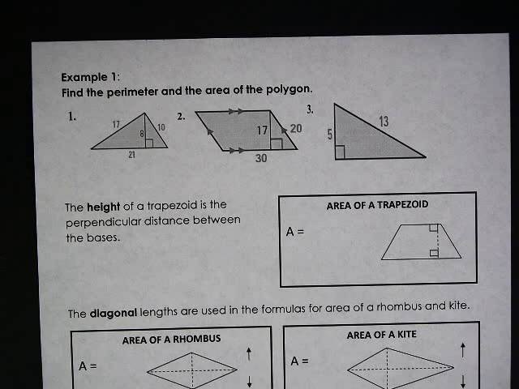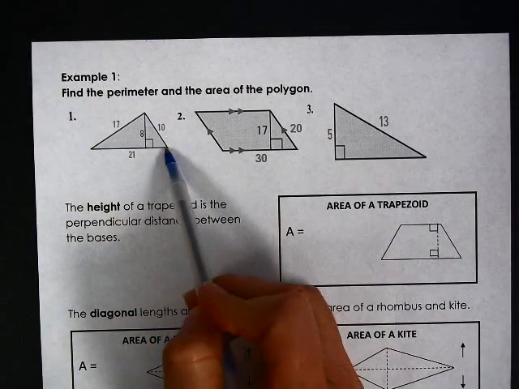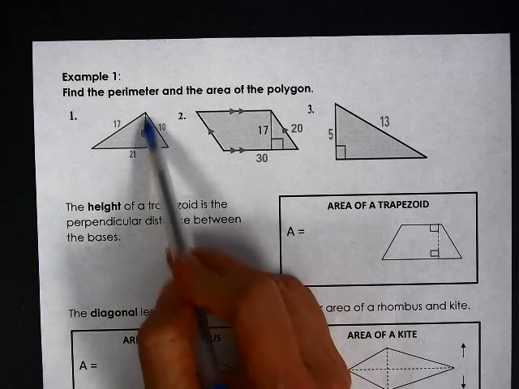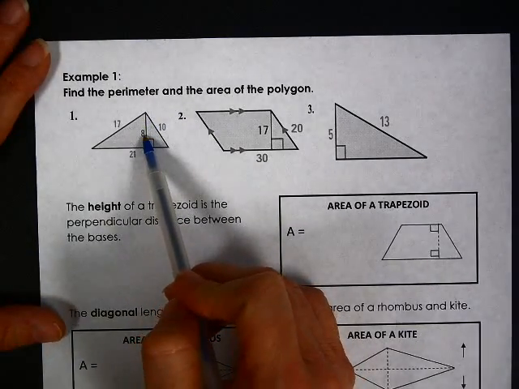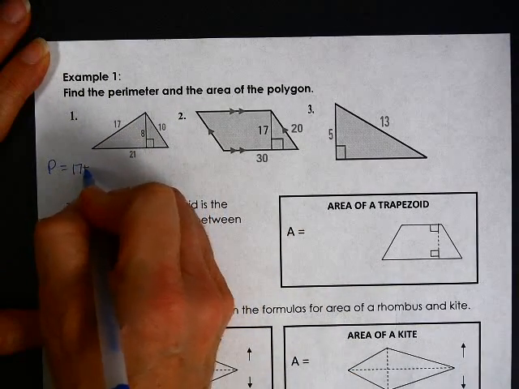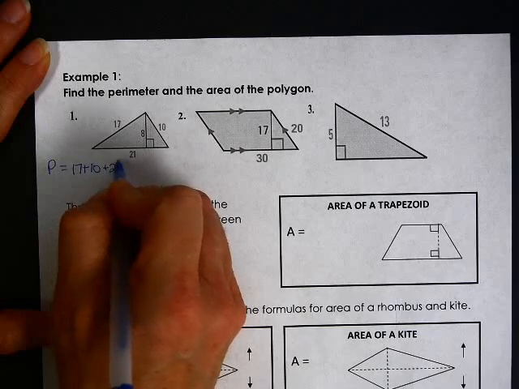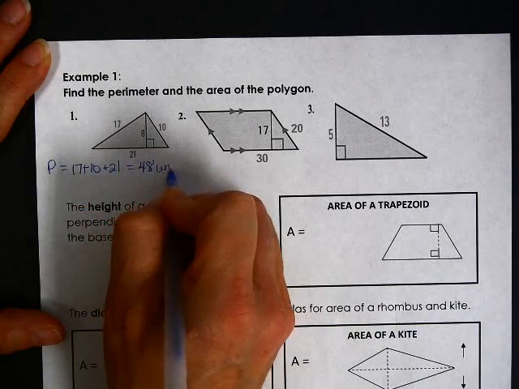Example 1, we're going to find the perimeter and the area of the polygons. Number 1's a triangle. Notice that you've got the lengths of the sides on the outside, but you also have the height of the altitude. That is not used in finding the perimeter. The perimeter is 17 plus 10 plus 21, which added together is 48 units.